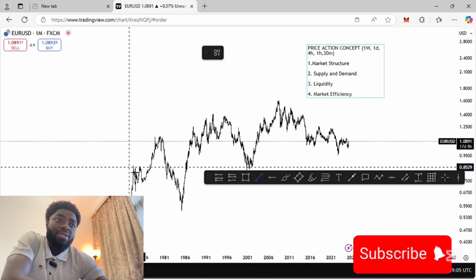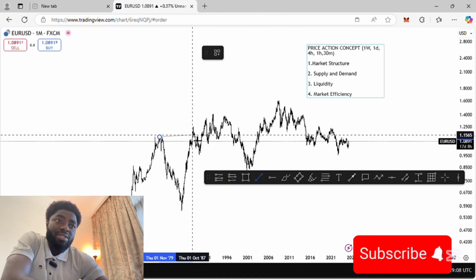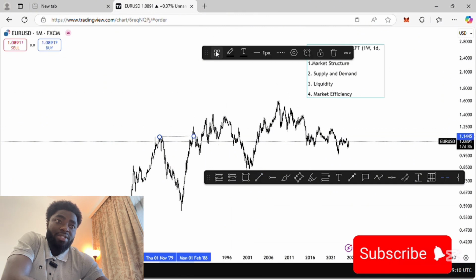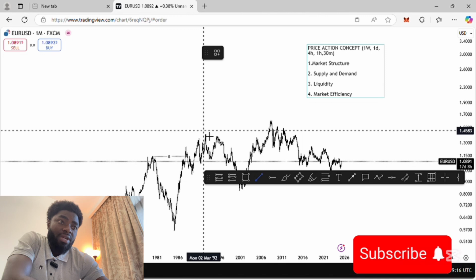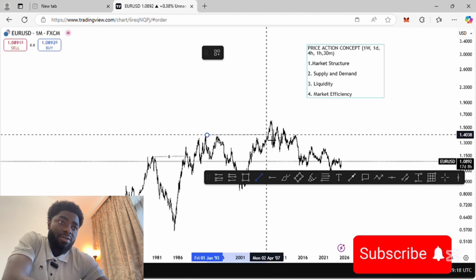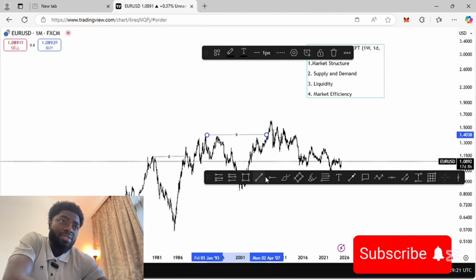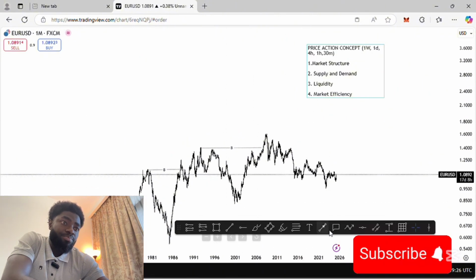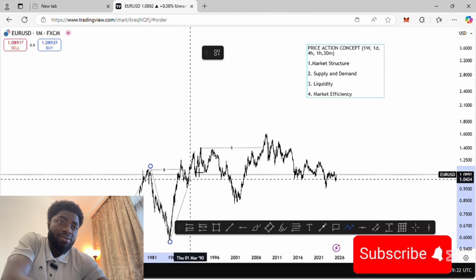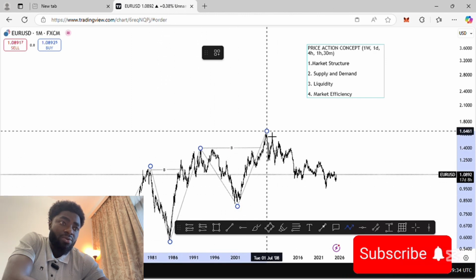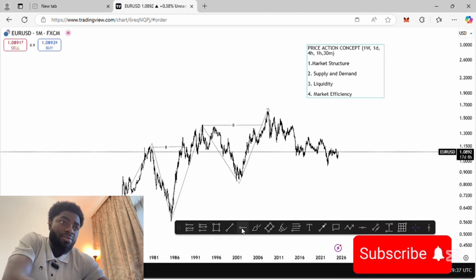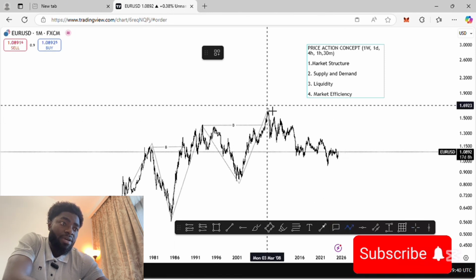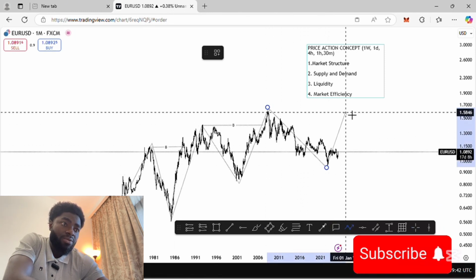So Euro USD, we breaking structures to the upside, break of structure, considering the major swings, we breaking structures to the upside, which is a bullish market. So we have a swing low here, a swing high, swing low, swing high, swing low, swing high. So, and maybe we have a swing low. Swing low is also here.